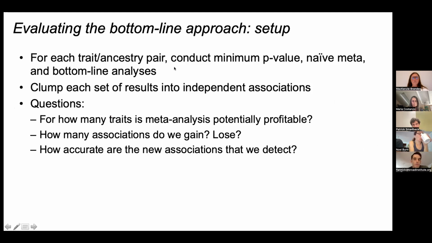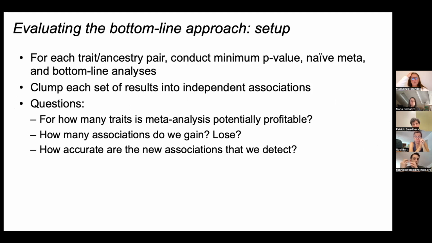For each of these pairs, we're conducting 3 different ways of combining the results. That minimum p-value approach I mentioned earlier; what we're calling the naive meta-analysis, which is just running meta-analysis without any overlap detection; and then the bottom line step, which again is just the overlap-aware meta-analysis.